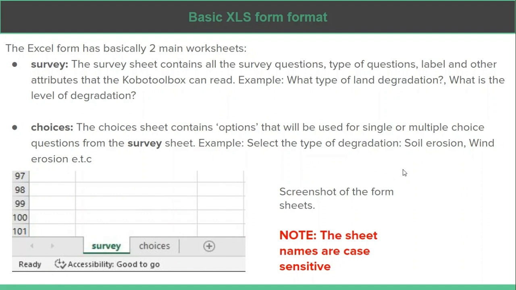Or if a question is, what is the type of land degradation? It belongs to the survey sheet. And then the options, which is if it's soil erosion or water erosion or wind erosion, all of these options belong to the choices sheet. And it's very important to note that the sheet names, survey and choices, are case sensitive. So to play it on the safe side, it's best to have the namings in small cases.